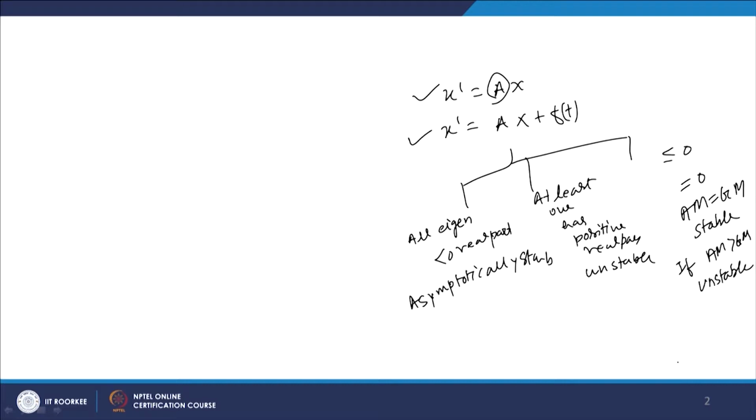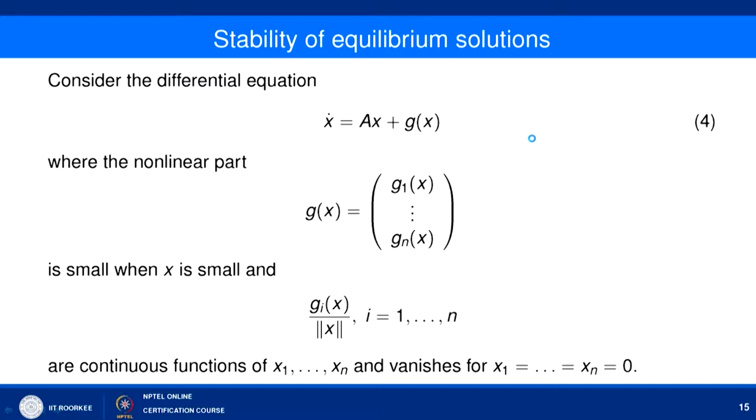Now, let us move a little bit further, and consider the non-linear system of differential equations. The first is a linear differential equation, and this is a non-homogeneous linear system. Now, let us consider x' = A x + g(x), where the non-linear part g(x) = (g1(x), ..., gn(x)) is small when x is small. We assume that gi(x) divided by the norm of x, for i from 1 to n, are continuous functions of x1 to xn and vanish for x1 to xn equal to 0.